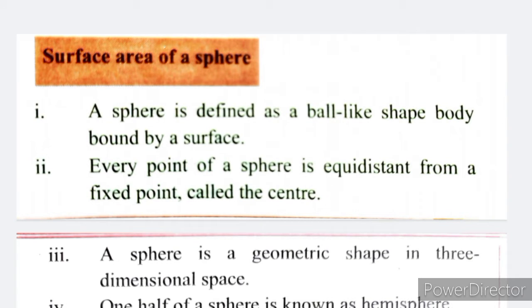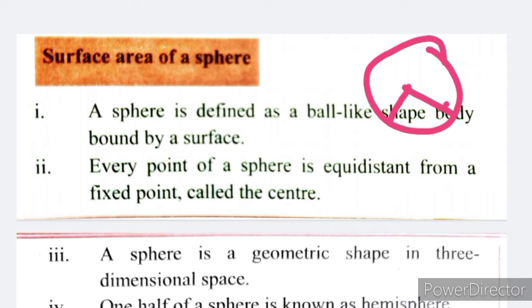Now let's learn something about the surface area of a sphere. So what is a sphere? A sphere is defined as a ball-shaped body bound by a surface. It's similar to a circle, but it is a three-dimensional ball-type structure bound by a surface. Every point of a sphere is equidistant from a fixed point called the center. So if this is the center, all these points are equidistant from the center. This way it's a sphere.